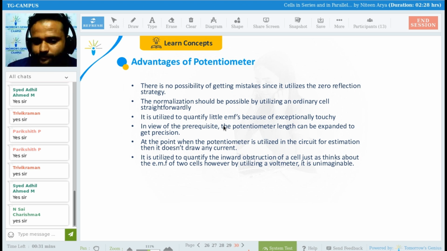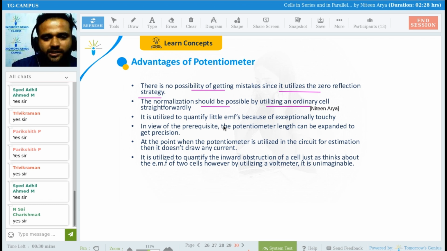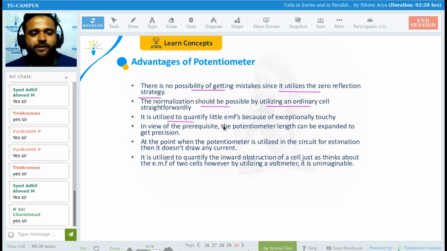Moving ahead, the advantages. I'm just going to quickly tell you: there is no possibility of getting mistakes since it utilizes the zero deflection strategy. The standardization can be done by using a standard cell directly. It is utilized to quantify little EMFs because it is exceptionally sensitive. Exceptionally sensitive means the moment you touch your metro card to the gate entrance, it is going to count one, 0101.